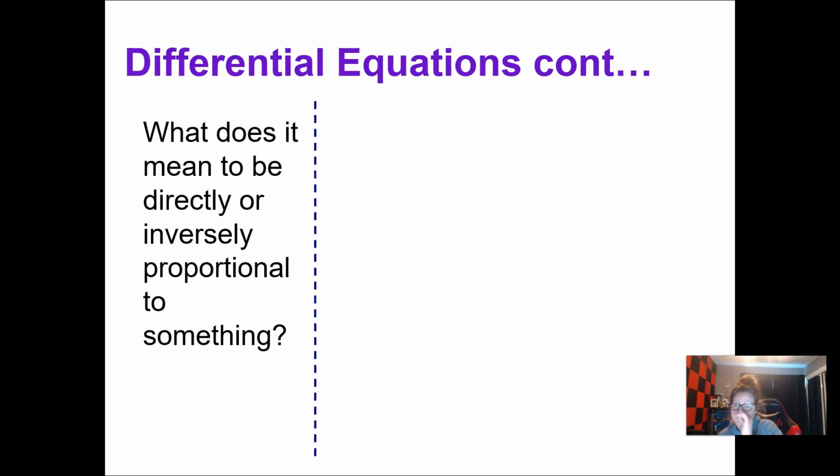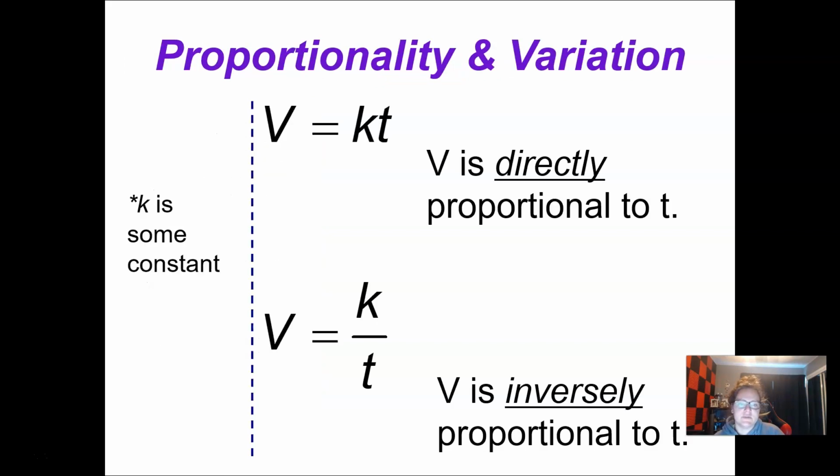All right, so differential equation still. Our question here, our EQ, is what does it mean to be directly or inversely proportional to something? And so there's all these little formulas that you need to learn, okay? So proportionality and variation. If V is directly proportional to T, K is some constant. We use K. V is directly proportional to T translates into V equals K times T.